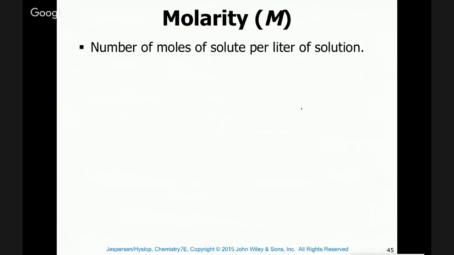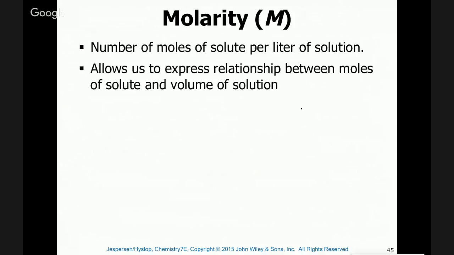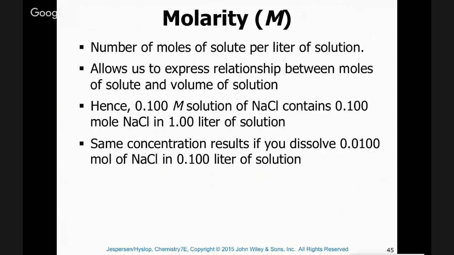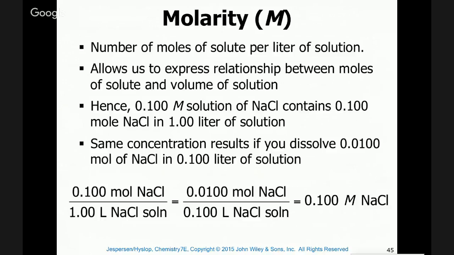Molarity is the number of moles of solute per liter of solution. It allows us to express the relationship between moles of solute and volume of solution. Hence, a 0.100 molar solution of sodium chloride contains 0.100 moles of sodium chloride per 1 liter of solution. The same concentration results if you dissolve 0.0100 moles of sodium chloride in 0.100 liter of solution. It's the same ratio. You need to know this ratio is the same as this ratio. They both equal 0.100 molar sodium chloride.